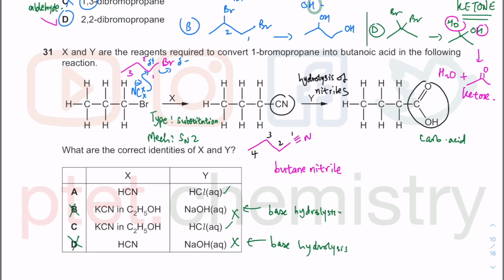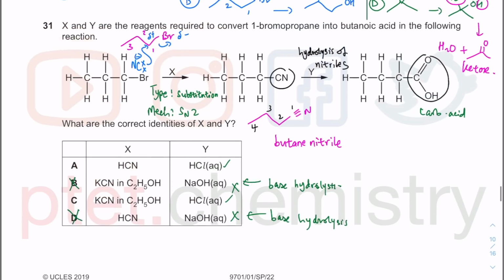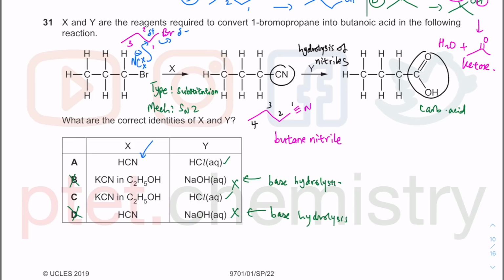CN minus source doesn't come from HCN. HCN is simple molecular. It doesn't dissociate very much at all. You will see more in A2, I guess. So it doesn't dissociate very much into the CN minus at all. So we need a good source of a nucleophilic source, which is a full ion. So KCN in ethanol for these nucleophilic substitutions of halogenoalkane there.